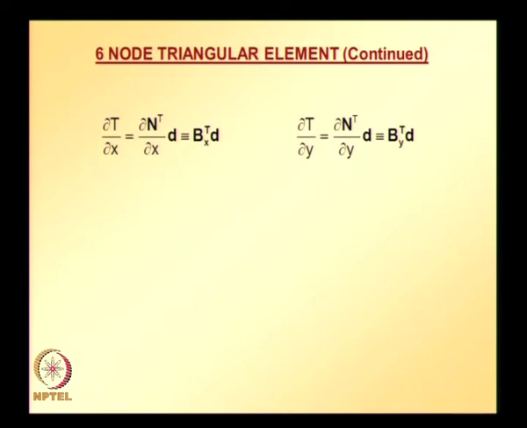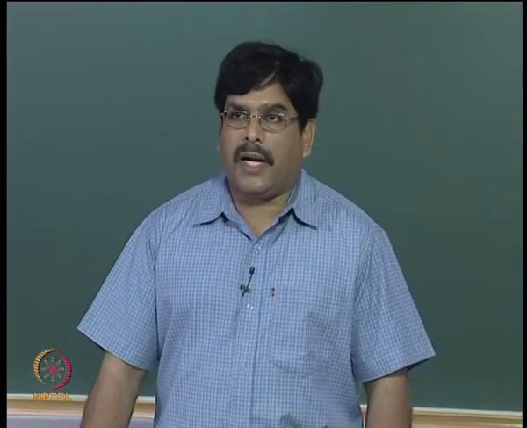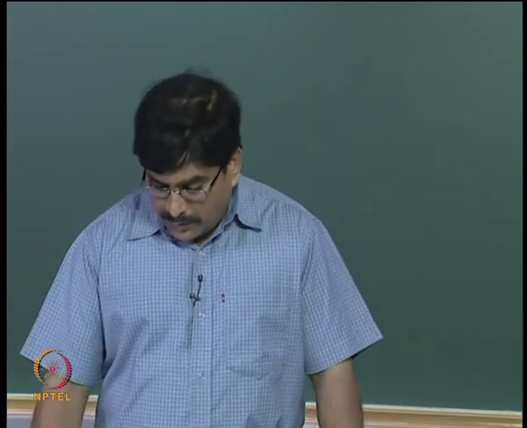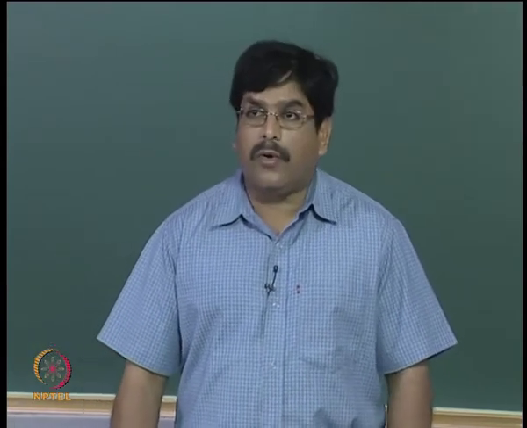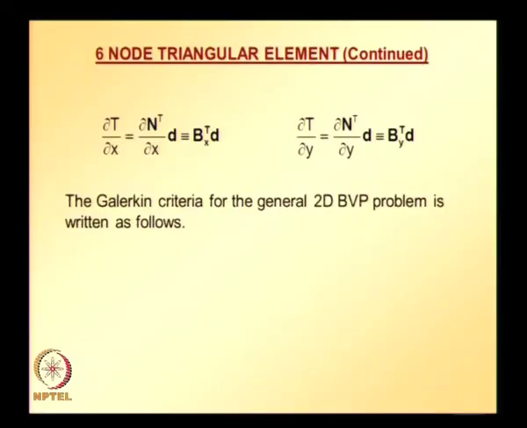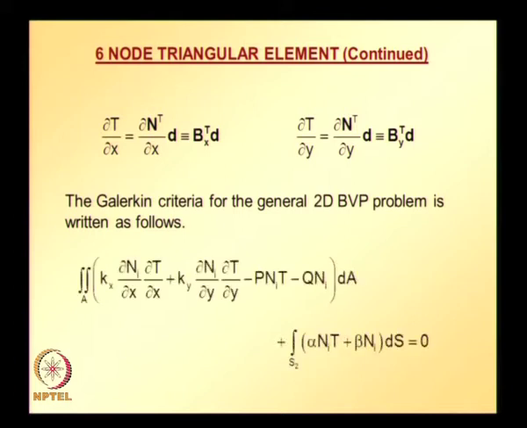So, once we have all this, we can substitute into the Galerkin criteria of the general 2D boundary value problem. Now let us look at what the Galerkin criteria is, which we discussed a number of times earlier in conjunction with quadrilateral elements and linear triangle elements. So, this is the Galerkin criteria for the 2D boundary value problem that we are looking at.